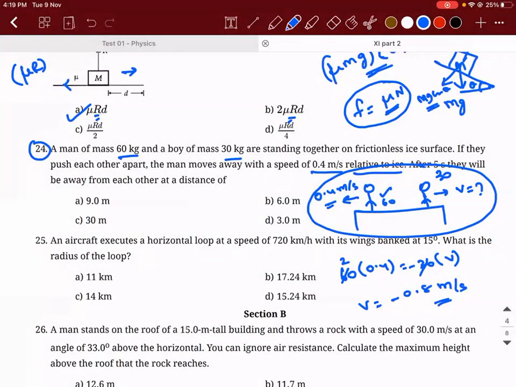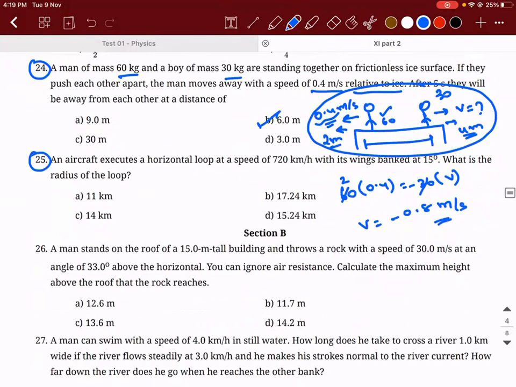So what will be the distance that the man would have traveled? The man would have traveled a distance of 2 meters in 5 seconds. And the boy would have traveled a distance of 4 meters in 5 seconds. So 2 meter in this and 4 meter in this, then what will be the distance of separation between them? 6 meters.